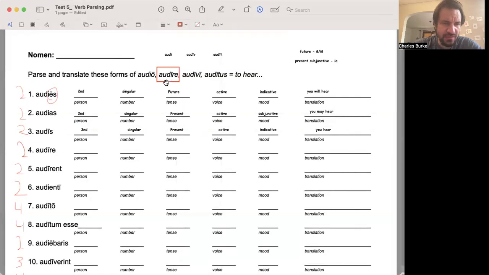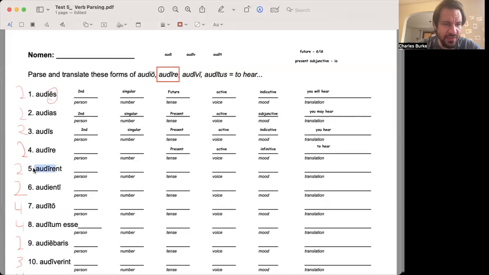Audire, second principal part with no ending. This is your present active infinitive, the first kind of infinitive you learned. We're going to call infinitive a mood for our purposes. Infinitives do not have person or number, so you can leave those blank. The way you translate an infinitive is to. It's present active, so we're just going to say to here.